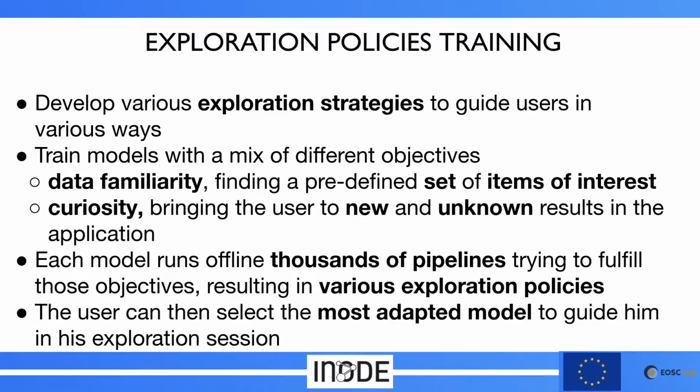The exploration policies training aims at developing various exploration strategies to guide the users in various ways. To do so, we train models with a mix of different objectives. The first one is the data familiarity, consisting in finding a predefined set of items of interest in the dataset. The second one is curiosity, aiming at bringing the user to new and unknown results in the application. Each model runs offline thousands of pipelines trying to fulfill those objectives, resulting in various exploration policies. The user can then select the most adapted model to guide him in his exploration session.